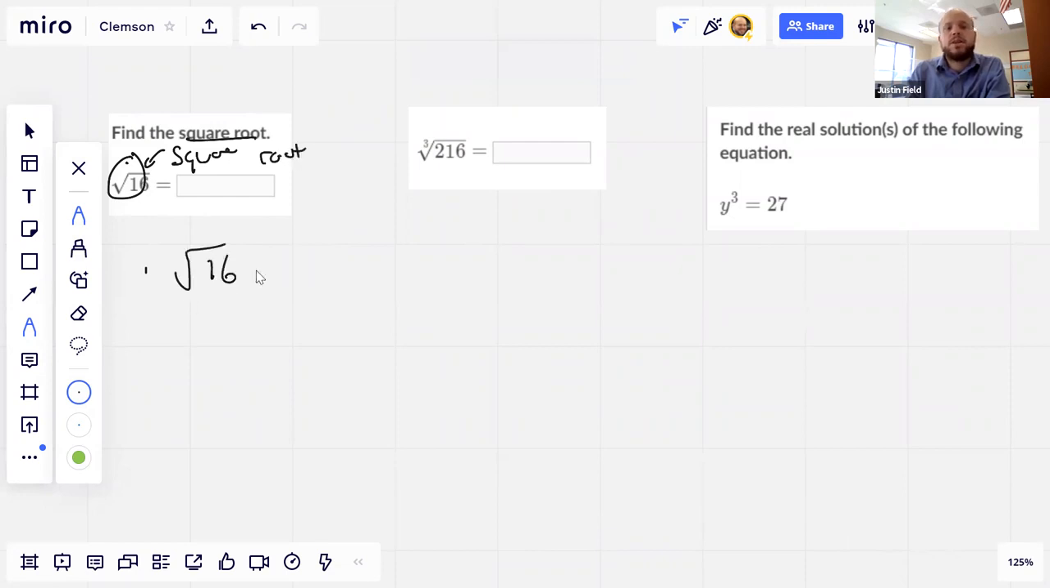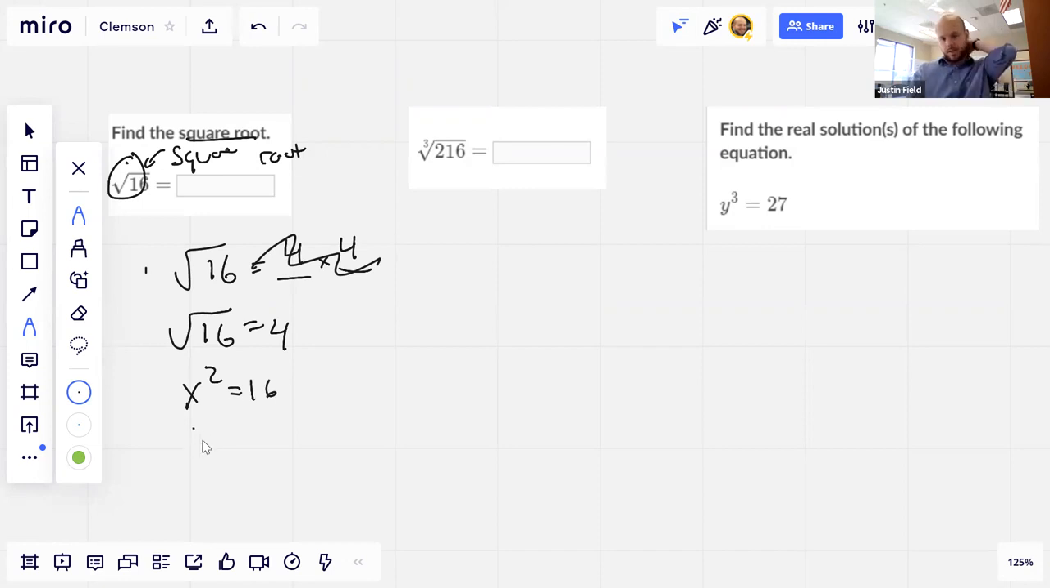And so what is the square root? It means what times itself equals 16. Well, we know that 4 times 4 equals 16. So that means the square root of 16 equals 4. Another way to say it is, what number squared equals 16? And the answer is 4 squared. And that's why the square root of 16 equals 4.